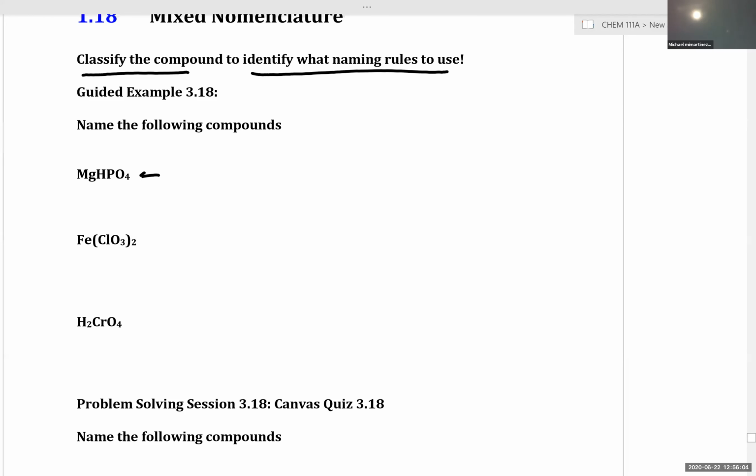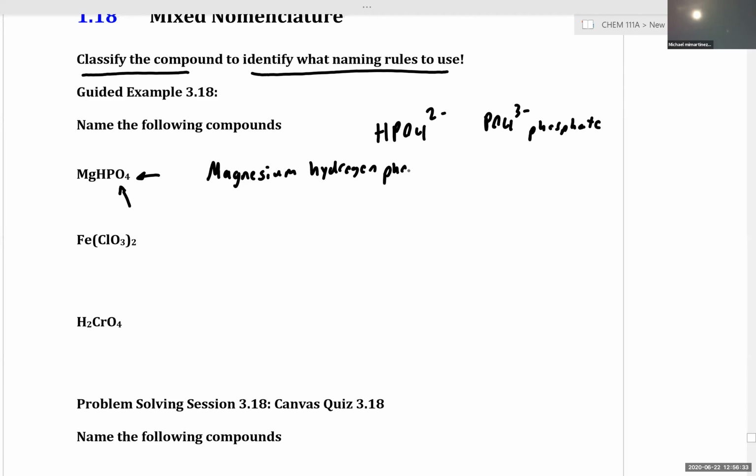So MgHPO4, so this is a typical polyatomic containing ionic compound. So we write the name of our cation, which is magnesium. Then we write the name of our anion, HPO4. So if PO4 3- is phosphate, HPO4 would be hydrogen phosphate. So this would be magnesium hydrogen phosphate.